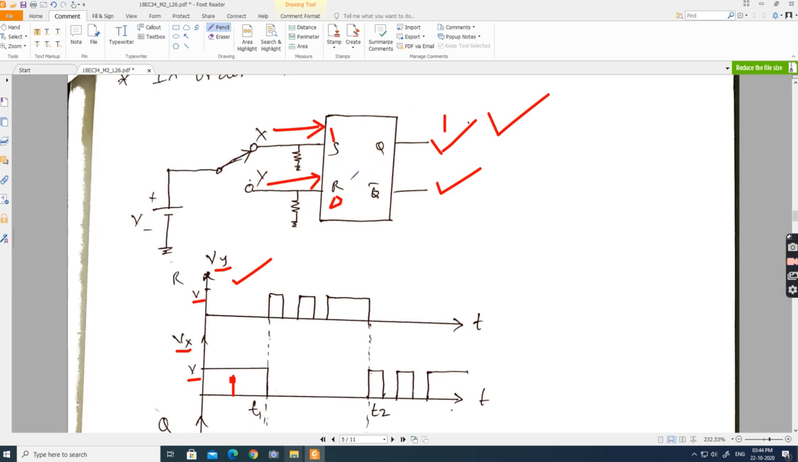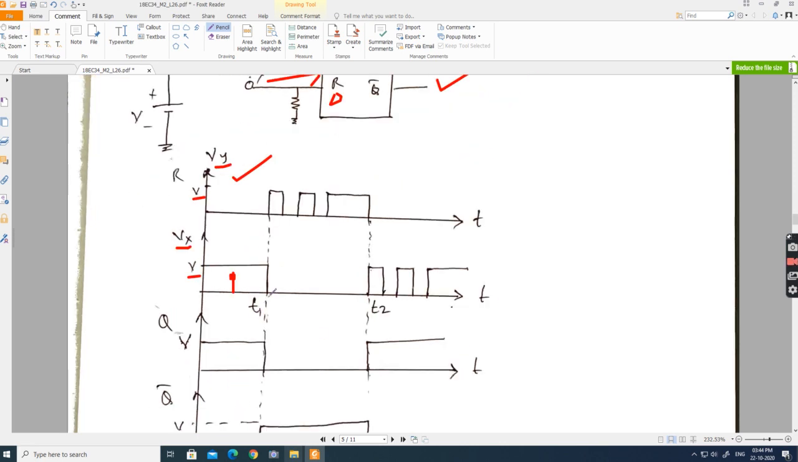Understanding? When S is 1, it means set. S means set. So S is 1, Q is 1. Understanding, everyone? Yes or no? Now the output will be 1. Till this time the output is 1.